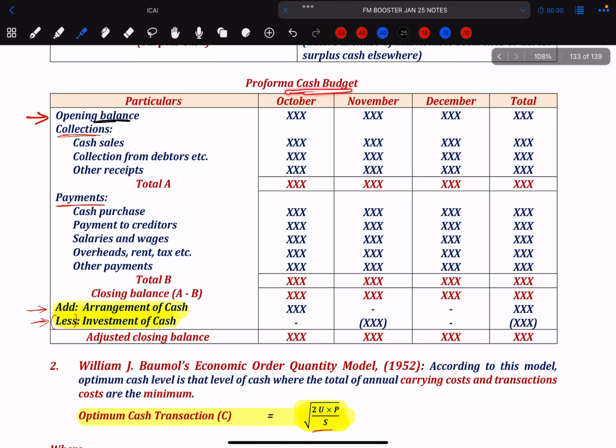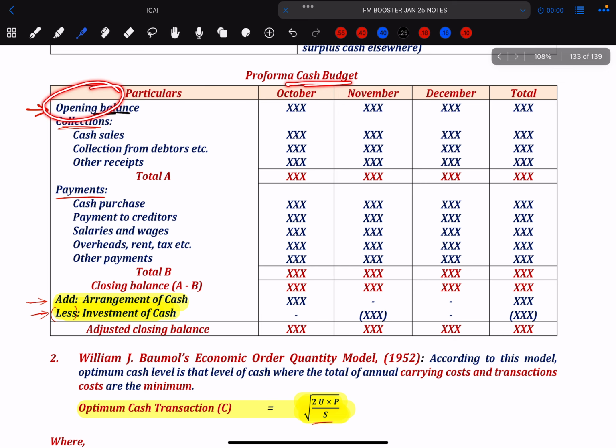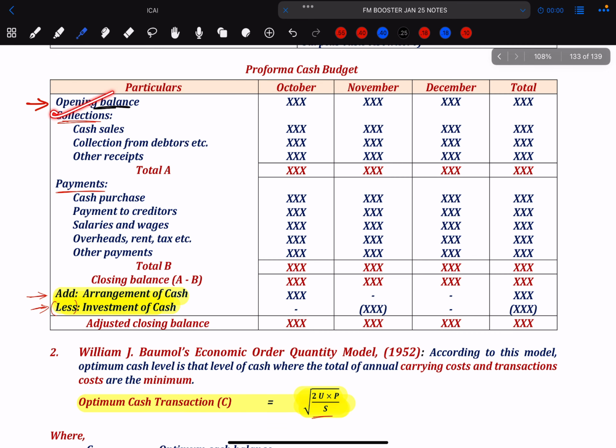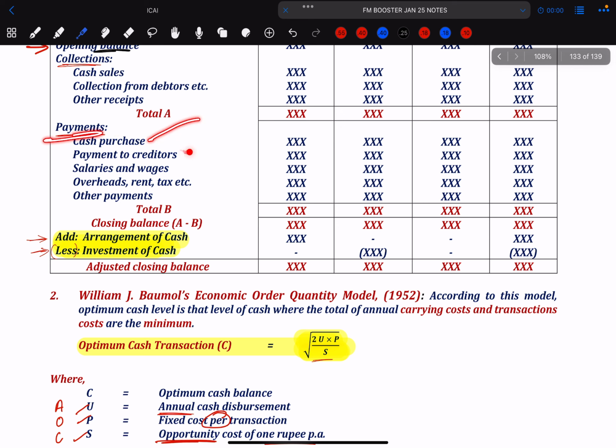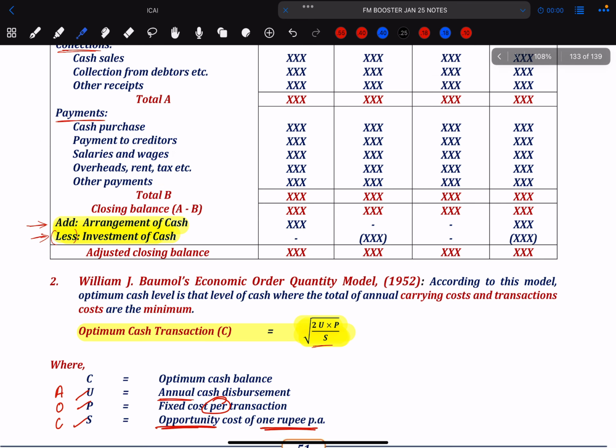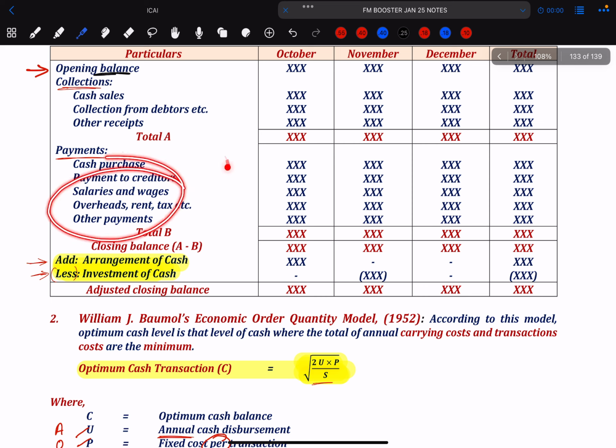Go for the proforma of cash budget. Here you take the opening balance, then collections, only cash: cash sales, cash from debtors, and other receipts. And when it comes to payments: cash purchases, payment to creditors, wages or salary, overheads and rent, and other payments. Here they may say 80% you pay this month and 20% next month. You just have to make a basic calculation there. First go for a working note and then do it.